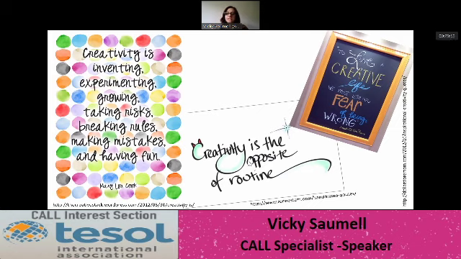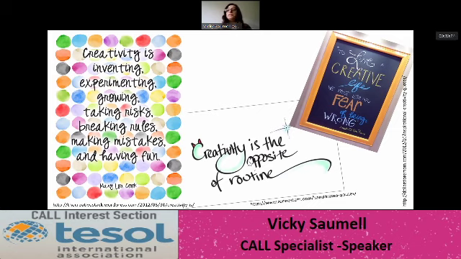The one in the middle says that creativity is the opposite of routine, and I deeply believe that. So routine tasks will probably not help creativity to arise and to flow. That does not mean that you don't have to have a routine in the classroom, especially if you're working with young learners. Routines are very important to give structure to the class and to lower students' anxiety.